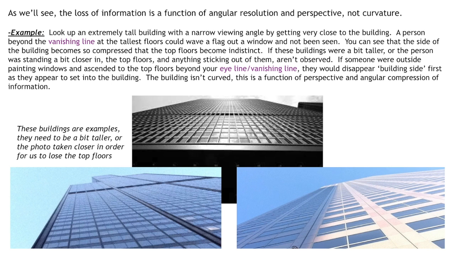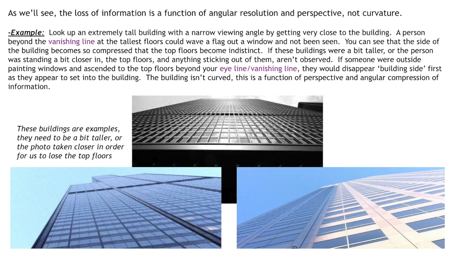So here's another example. If you're looking up an extremely tall building with a narrow viewing angle, by getting very close to the building and looking up, a person beyond the vanishing line at the tallest floors could wave a flag out a window and not be seen. You can see that the side of the building becomes so compressed that the top floors become indistinct. If these buildings were a bit taller, or the person was standing a bit closer in, the top floors and anything sticking out of them aren't observed.